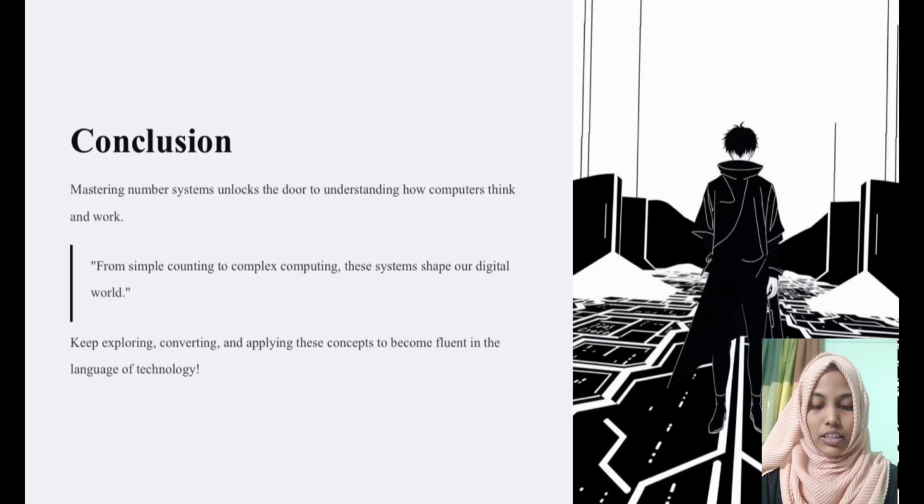Conclusion: by learning number systems, we understand how computers think and process information, from simple counting to complex computing. Number systems shape our digital world.